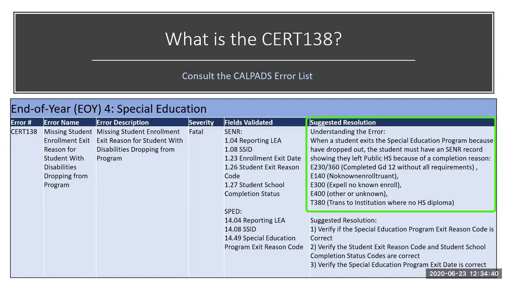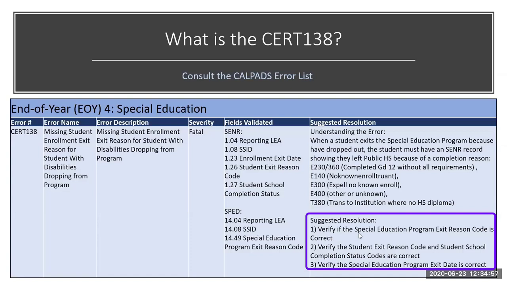And it's not worded here, but you can see from the list of codes, these are all dropouts. If you say a student is a dropout in the special education program record, it is expected that your student exit reason code and completion status also indicate that the student is a dropout. Okay? And then the suggested resolution is just that. These are suggestions for resolution. It really is dependent on you knowing your data and implementing the correct suggested resolution or a different solution altogether.